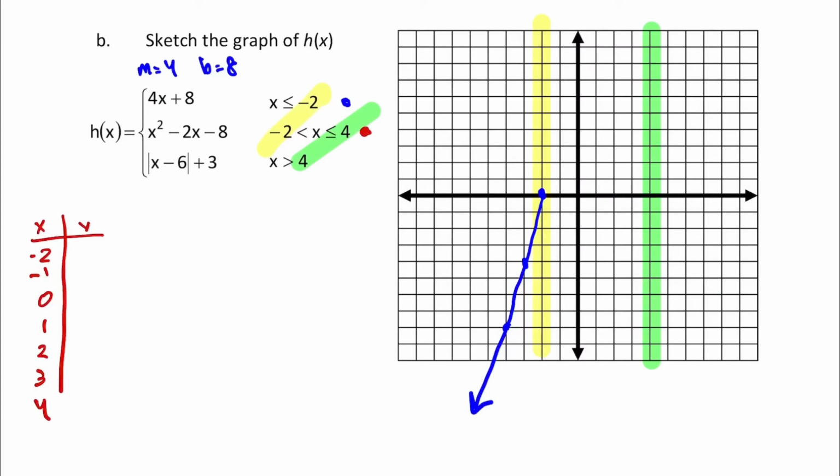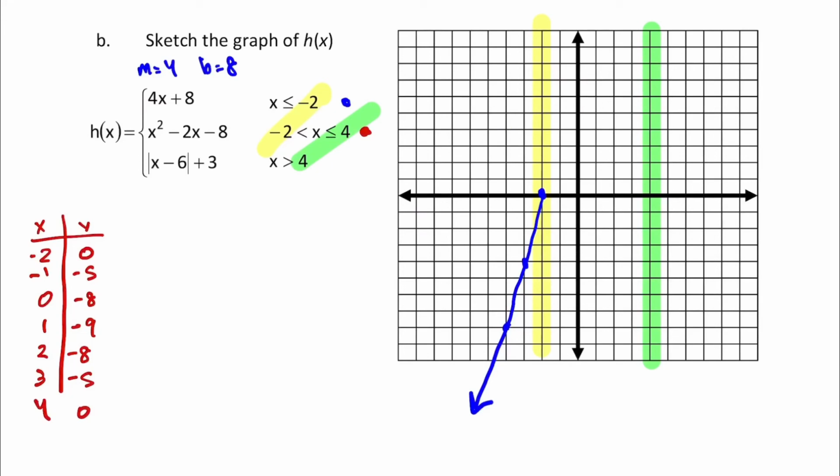It's not too hard. If I plug in a negative 2, I get 0. If I plug in a negative 1, I get negative 5. If I plug in a 0, I get negative 8. If I plug in a 1, I get negative 9. And that's the vertex, so then it changes directions: negative 8, negative 5, and 0.